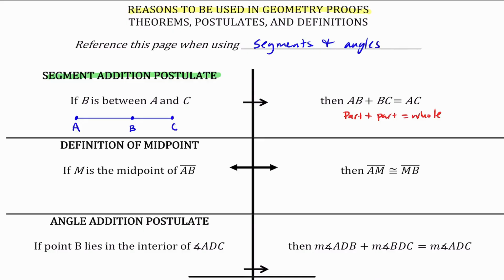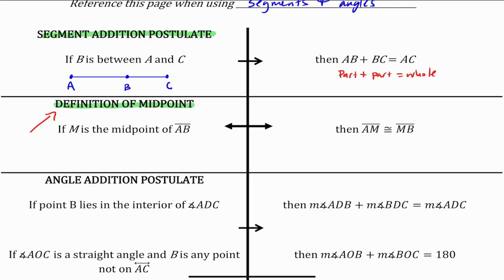The next item that we'll be discussing is the definition of midpoint. If M is the midpoint of line segment AB, then line segment AM is congruent to line segment MB. But we also have to note that this is a definition. That means that it can go both ways. So whenever you have a definition on your pink sheet, you will be given a double-sided arrow just like this. That means the statement goes both ways.